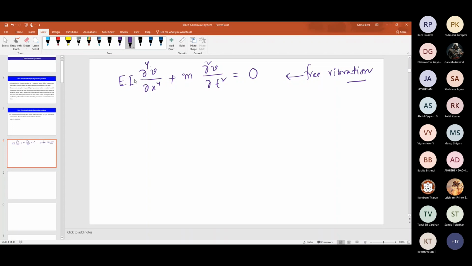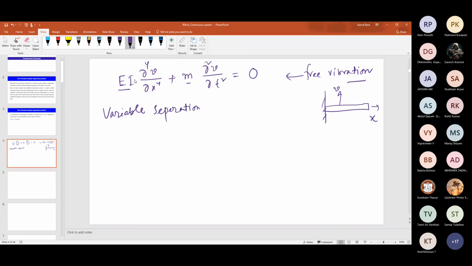Mass per unit length and EI are constant. V is the transverse displacement of the beam. Let's say this is the beam, so V is your transverse displacement in this direction, x is the space in this direction, and t is the time. Now I told you I'll use the variable separation technique, which we can use because of the synchronous motion. You can read about what synchronous motion is for this case. It is similar to the multi-degree freedom system.